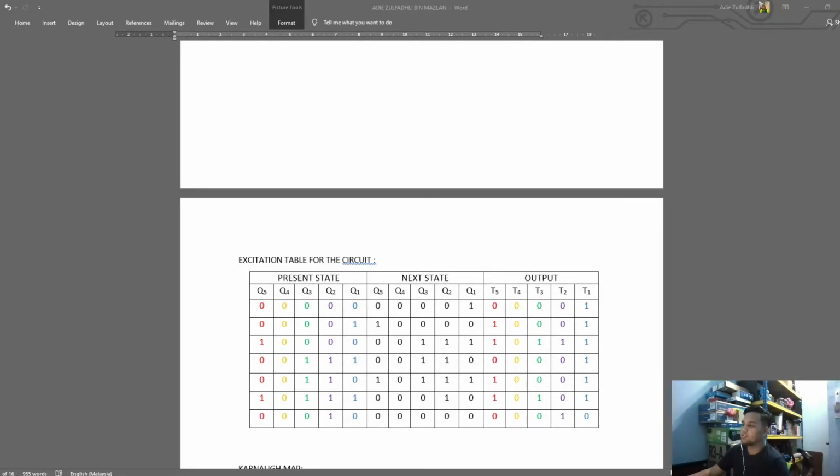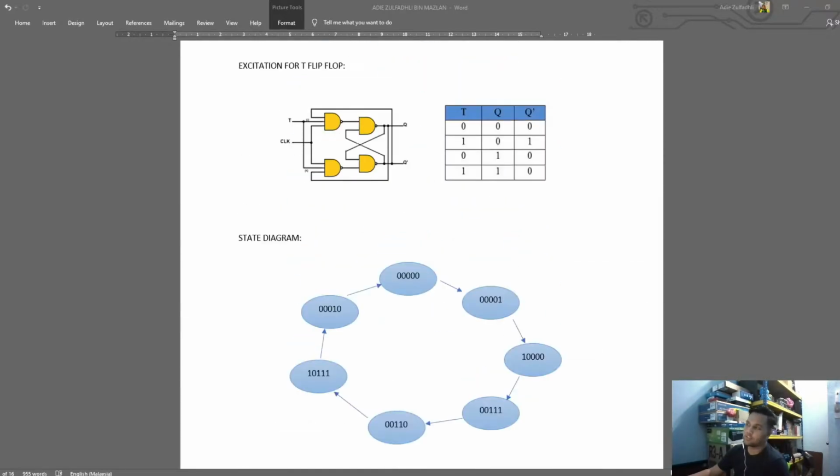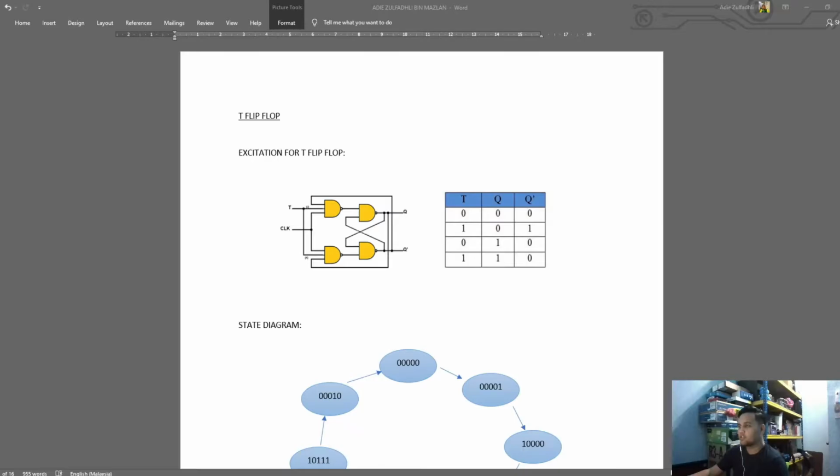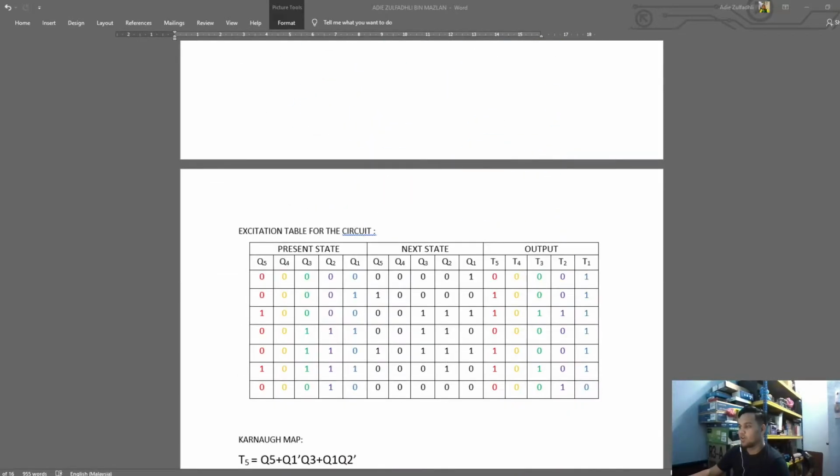So this is the output. How can I get the output? I use the excitation for the T flip flop here. We can see here Q5 0, 0 0, we got 0, and 0 0 1, we got 1. So I use the T flip flop excitation table to get the output here. Same as Q4, Q3, Q2, and 1. I use the excitation table for the T flip flop to get the output here.